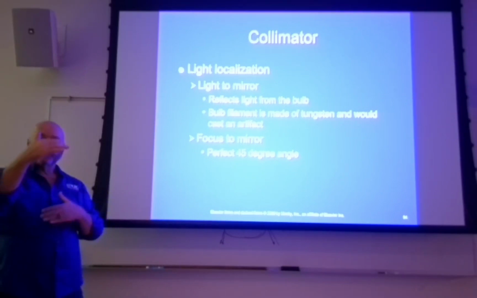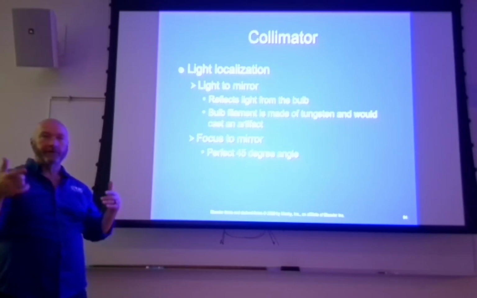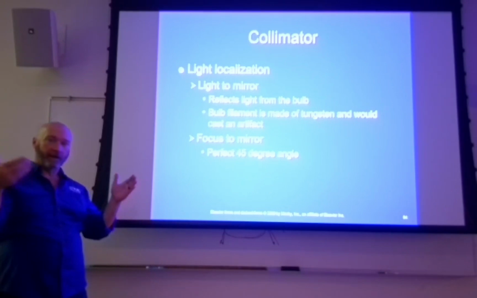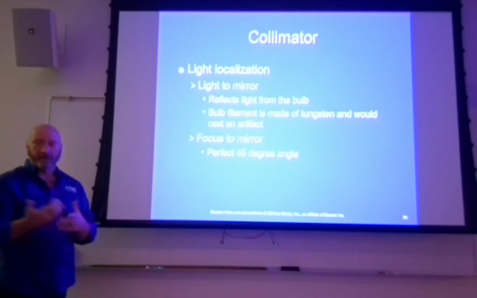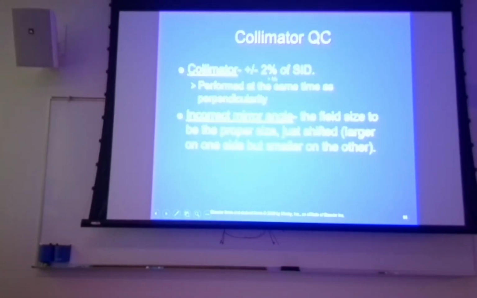Sometimes your shutters, they're motor driven and they've got little gears in there. Sometimes your gears slip. And what happens then is one shutter is open wider than the other. Those are the two most common collimator issues that you're going to see. So collimators should be within plus or minus 2% of SID, the same as your beam perpendicularity, the cylinder type thing I was describing before.